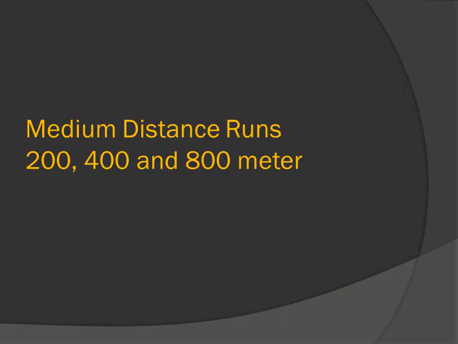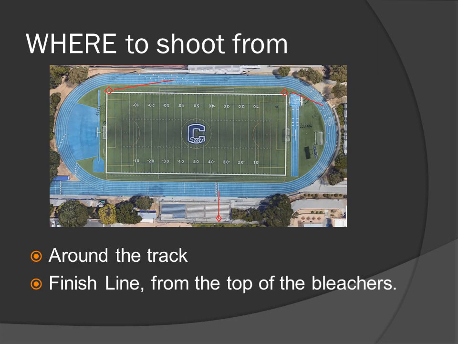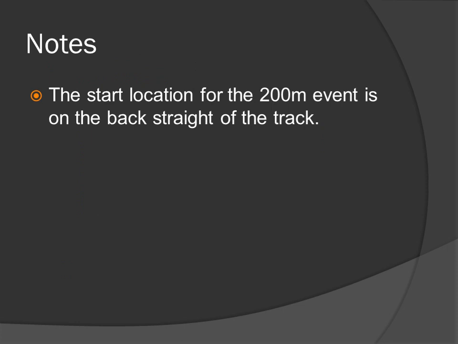Medium distance runs: 200, 400, and 800 meter. Where to shoot from: finish line from the top of the bleachers and on the track as indicated by the red diamonds. Note: the starting location for the 200-meter event is on the back straight of the track.